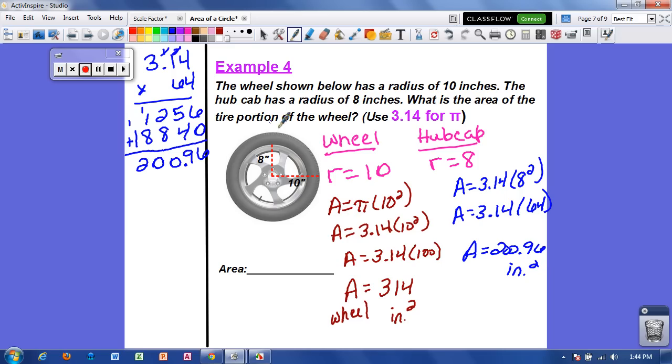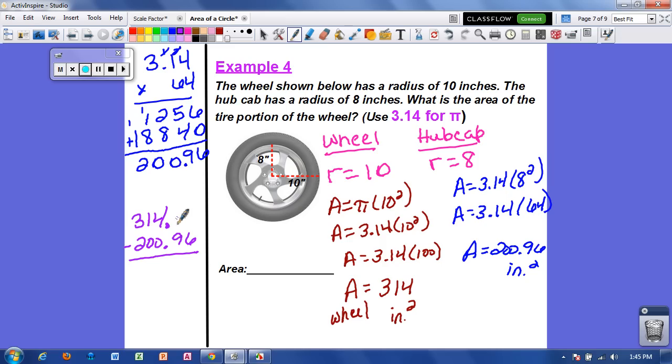All right, now I'm not done. Remember, we're looking for the area of the tire portion of the wheel. So I've got to take the area of the whole wheel, subtract out the area of the hubcap, and that's going to let me know what the area of the tire is. So I've got to do the wheel minus the hubcap. So that would be 314 minus 200.96.